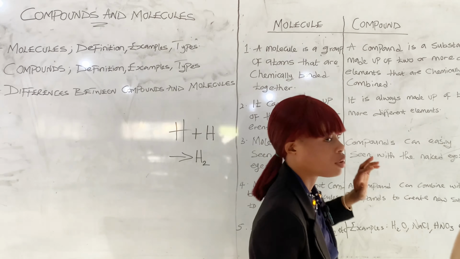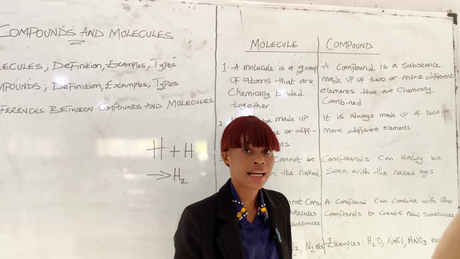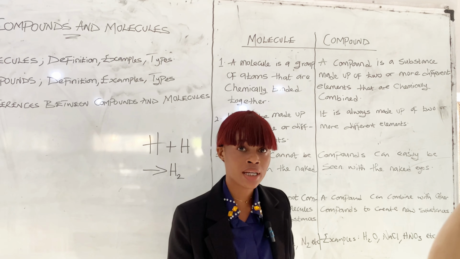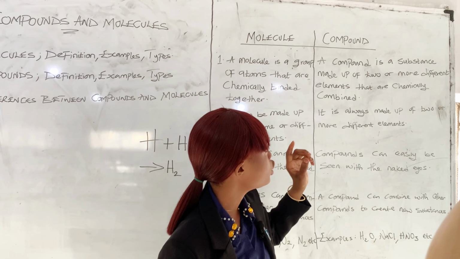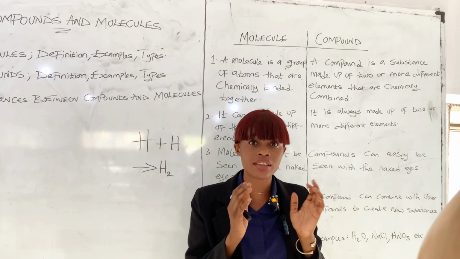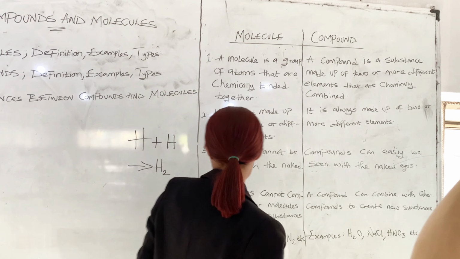Like I explained, a compound is a substance made up of two or more different elements that are chemically joined together, or chemically bonded together. So a compound is the combination of two or more different elements. For example, we have sodium reacting with chlorine. The compound formed will be NaCl. Okay, so that will be the compound formed.